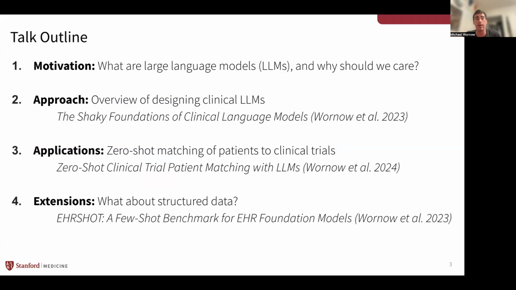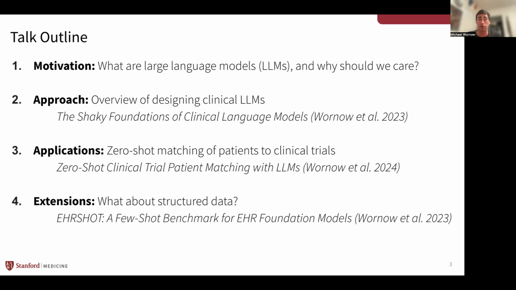For the talk today, we'll be focused on one specific type of foundation model, large language models. And the outline will be as follows. Also, if you have any questions during the talk, please feel free to add your questions in the Zoom chat or speak up. First, we'll start with the motivation. What are large language models and why should we care, especially in the clinical setting?